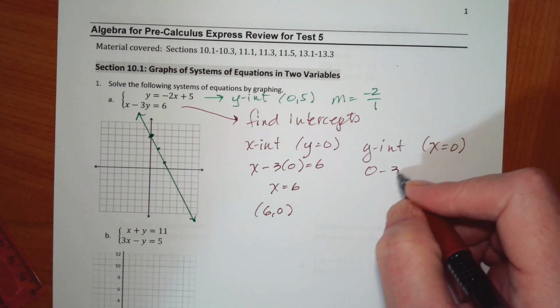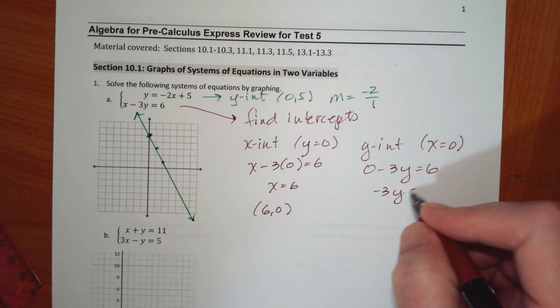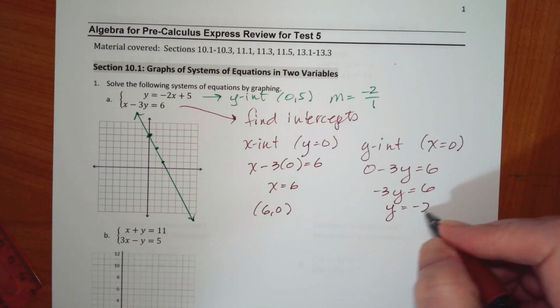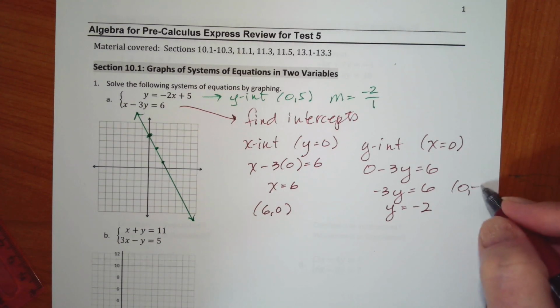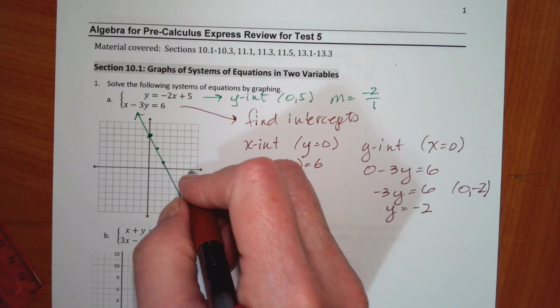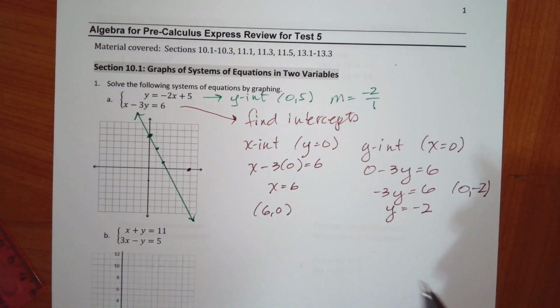For my y-intercept, this is where x is 0. So 0 minus 3y is equal to 6. Negative 3y is equal to 6. So y is equal to negative 2. So it's 0, negative 2. So I have 1, 2, 3, 4, 5, 6, 0, and 0, negative 2.